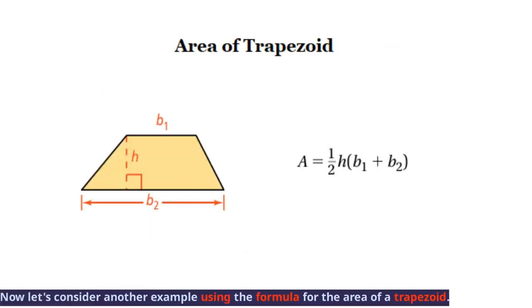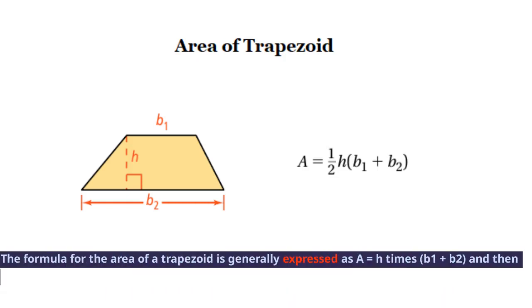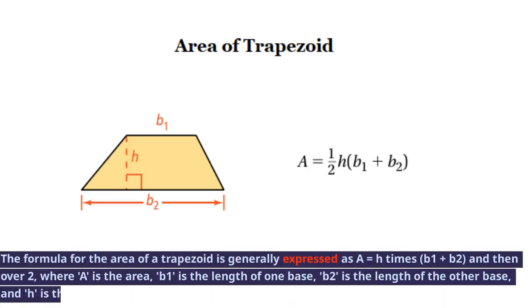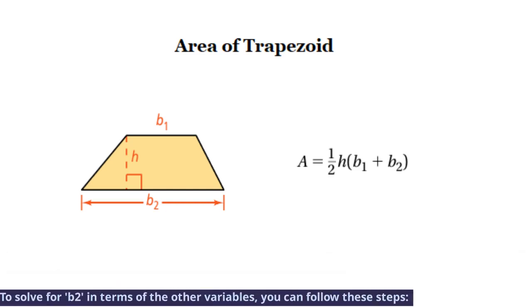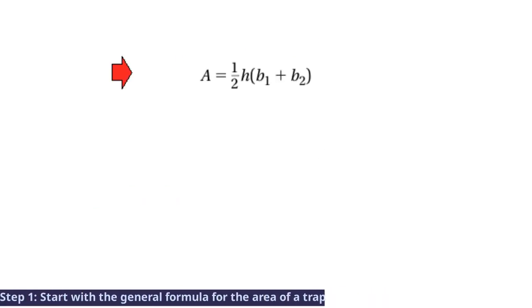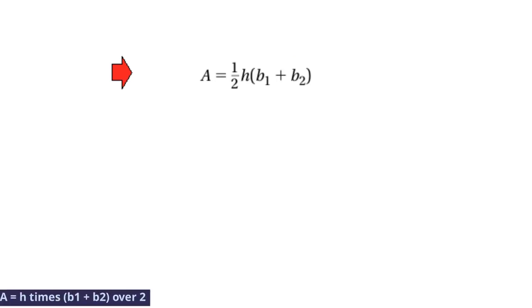Now let's consider another example using the formula for the area of a trapezoid. The formula for the area of a trapezoid is generally expressed as A equals H times (B1 plus B2), and then over 2, where A is the area, B1 is the length of one base, B2 is the length of the other base, and H is the height. To solve for B2 in terms of the other variables, you can follow these steps. Step 1. Start with the general formula for the area of a trapezoid. A equals H times (B1 plus B2) over 2.